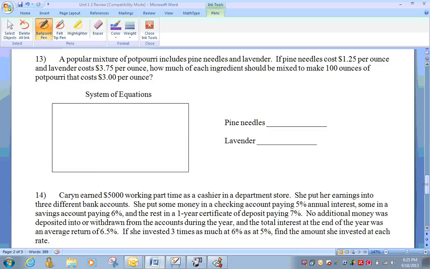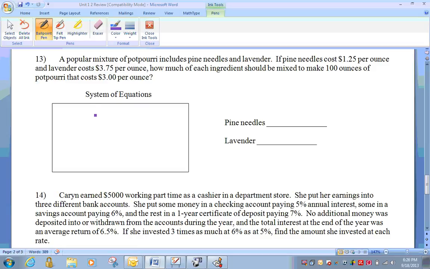Alrighty, moving on to number 13. It says a popular mixture of potpourri includes pine needles and lavender. If pine needles cost $1.25 per ounce and lavender costs $3.75 per ounce, how much of each ingredient should be mixed to make 100 ounces of potpourri that costs $3 per ounce?